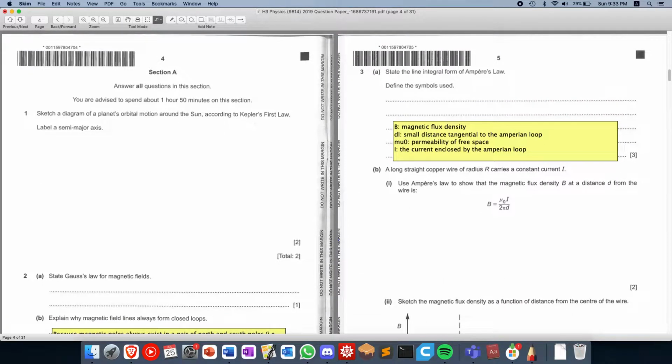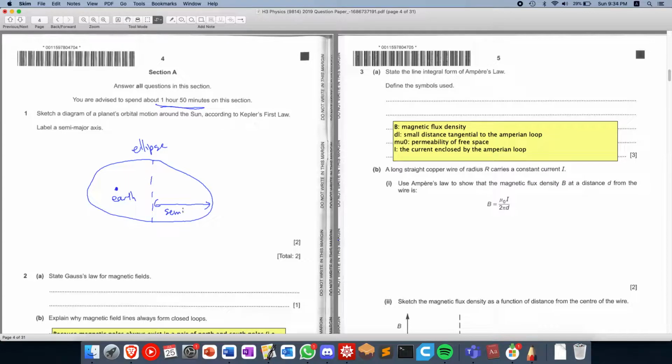But anyway, I'll be going through this paper, and along the way I'll be lecturing about some related concepts, and as a result I'll be taking much longer than the 1 hour 50 minutes written in this paper. So how it's going to go is that I'm going to answer the question. For example, in this case, sketch the planet's orbital motion according to Kepler's first law. So I'll be answering the question. So this is an ellipse, and I'll just be answering the question like that.